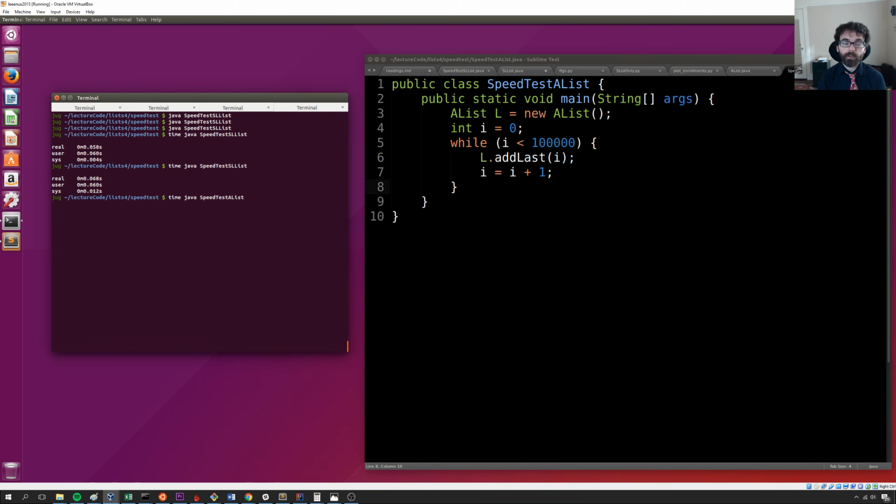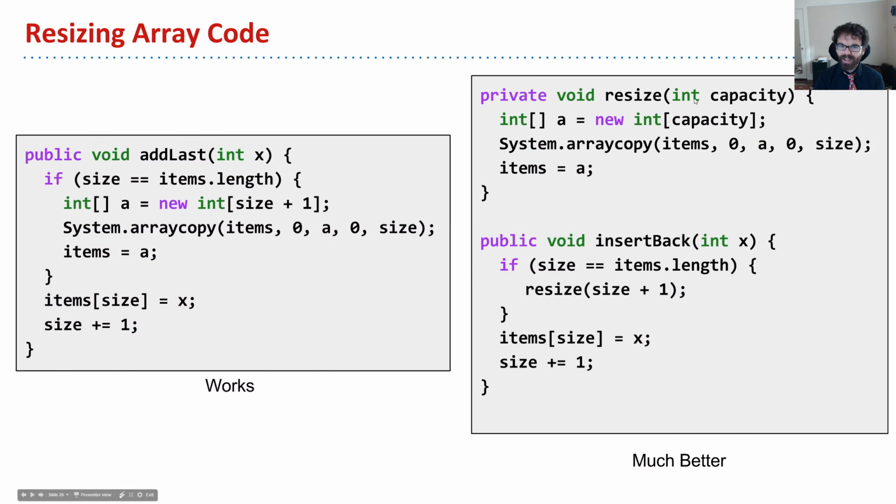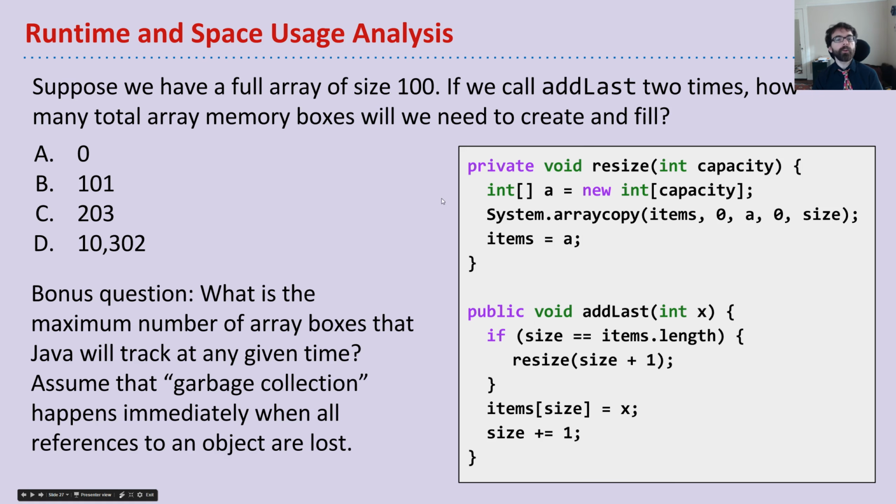By contrast, if we run the AList speed test, we see it takes quite a long time, 3 seconds. 3 seconds is actually quite a long time for a modern computer to add 100,000 items to a list, and is obviously much worse than our SList. So why? Well, I've got a little puzzle for you to work our way towards understanding.